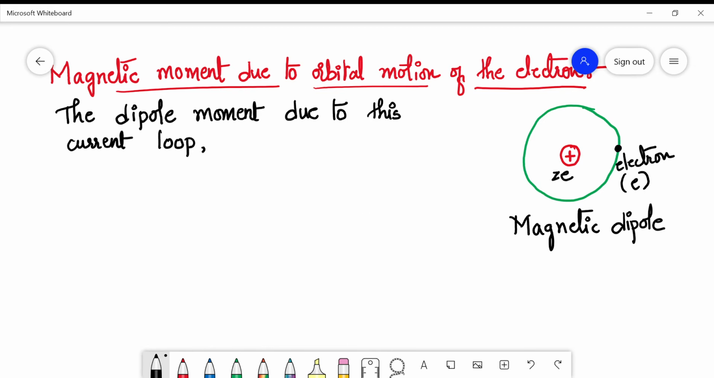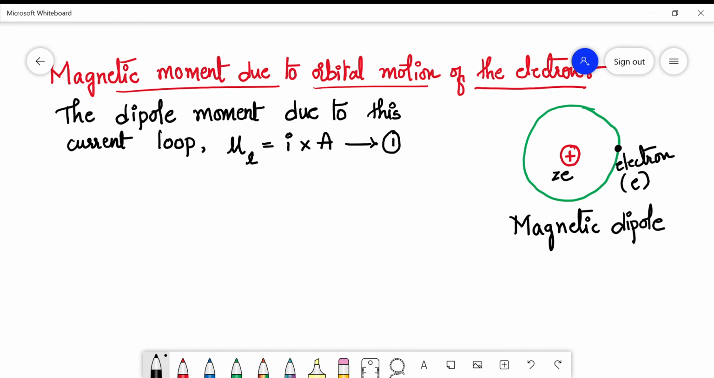Let me denote it as mu, which is obviously the dipole moment. Since it is due to the orbital motion of the electron, I'll take it with suffix L. So the dipole moment due to the current loop, I can write as mu L, which is the product of the current and the area of the motion of the electron. I'll call this equation number 1. What is I here? I is the current due to the orbital motion of the electron, and A is the area of this orbit.